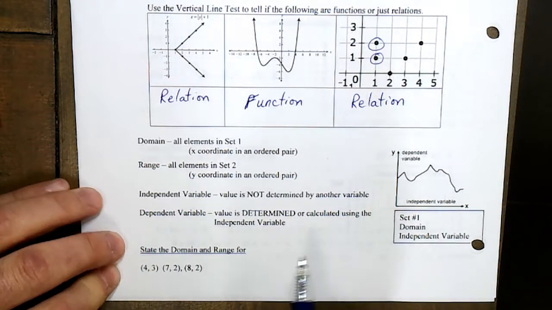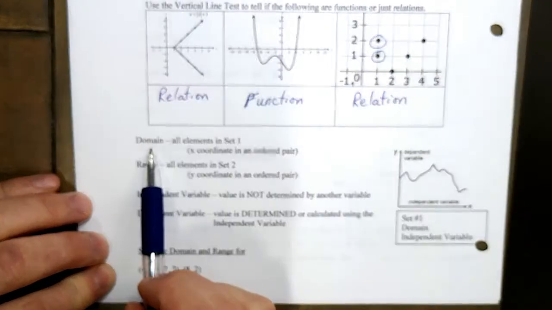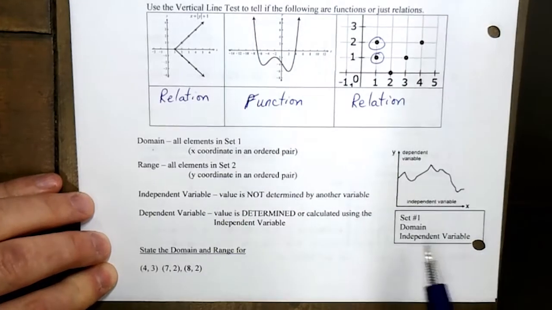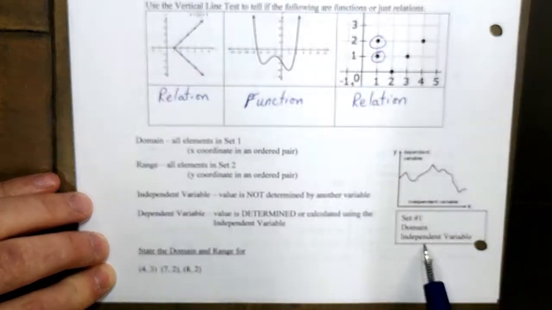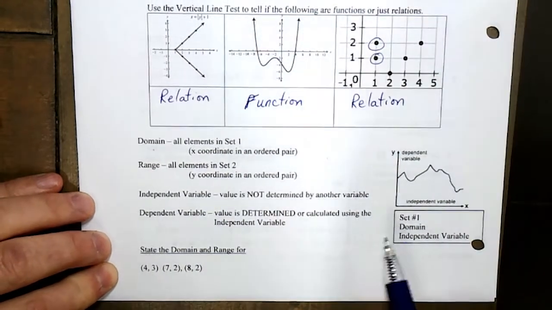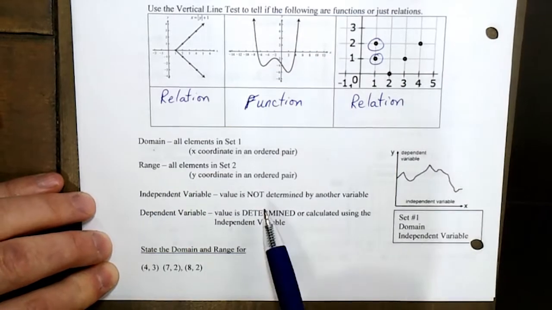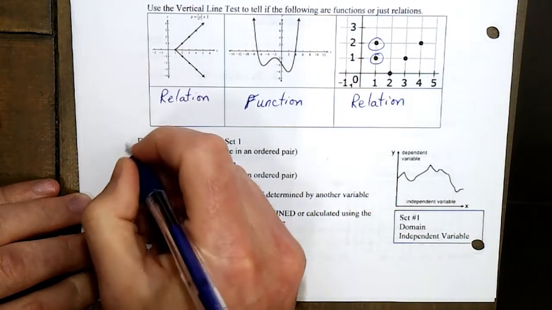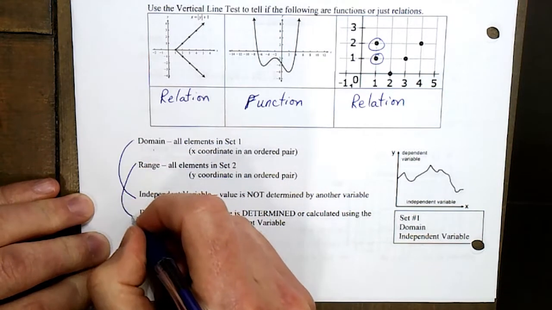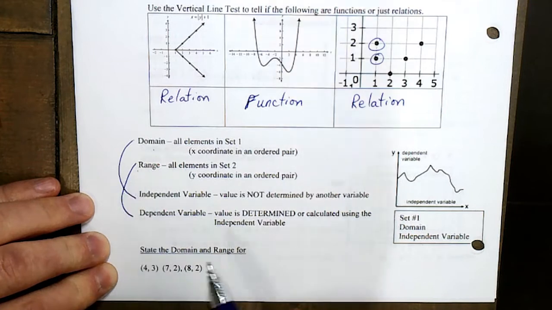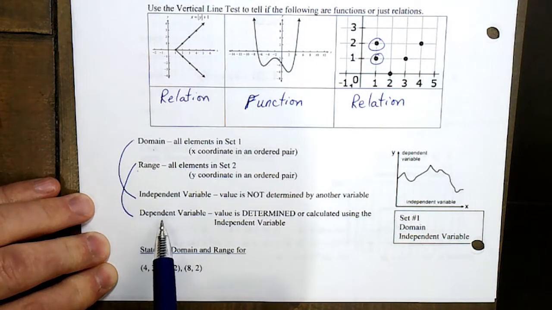So some key words. Domain. Domain is always the x values, the set 1 values. It's also called the independent variable when we graph it. Range is always set 2. It's the y coordinate, and it's the dependent variable. So different names. Typically, in math class we use domain and range. If you go into science, you'll see independent and dependent variables.